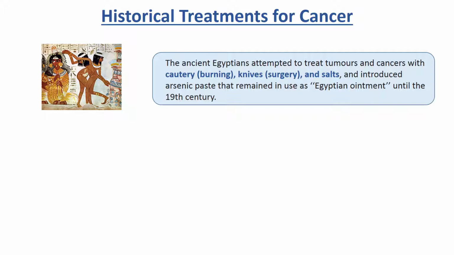Historical treatments for cancer can be traced back to the ancient Egyptians, who attempted to treat tumours and cancers with cautery, that is burning, knives, which is a form of surgery, and salts, and introduced arsenic paste that remained in use as Egyptian ointment until the 19th century.